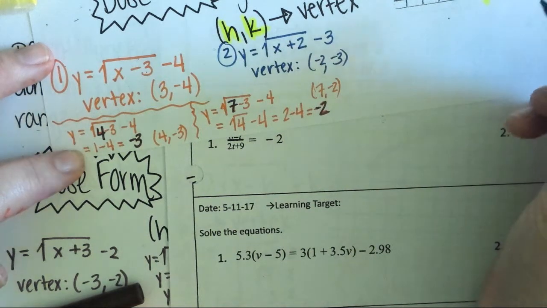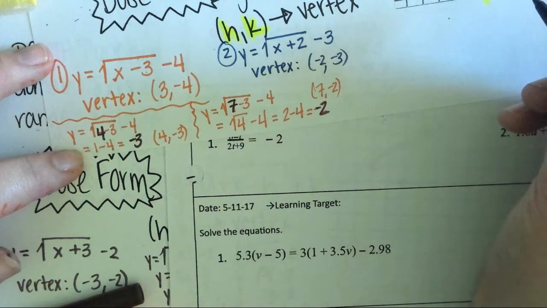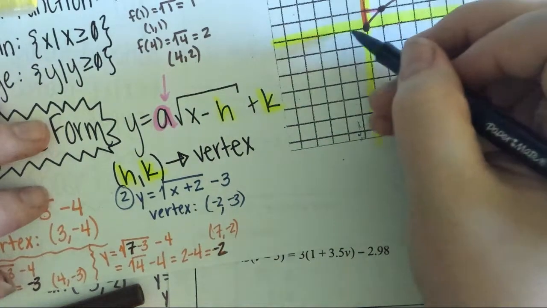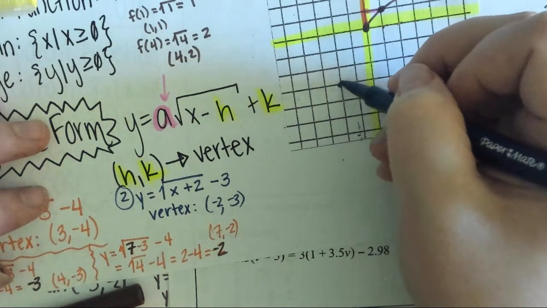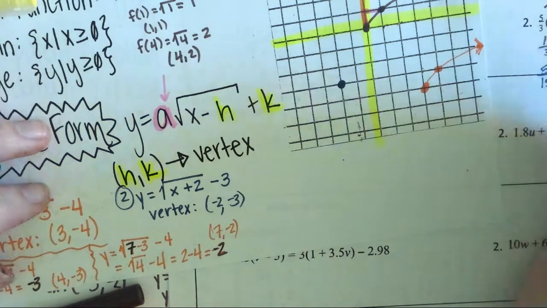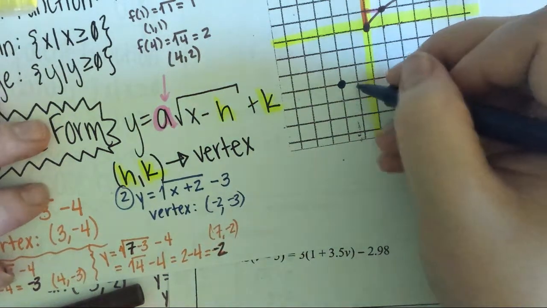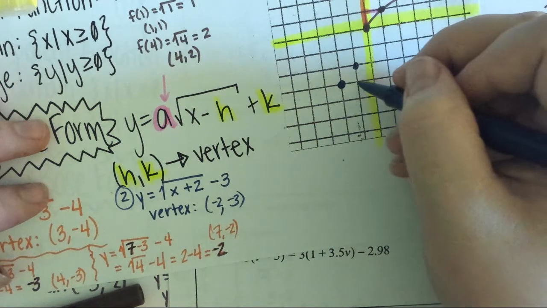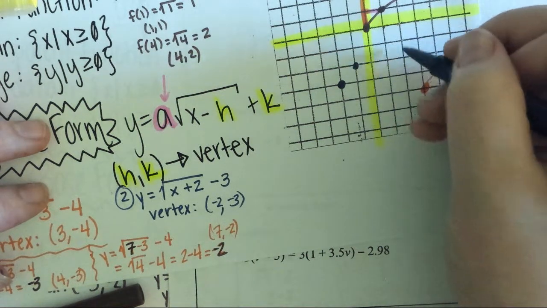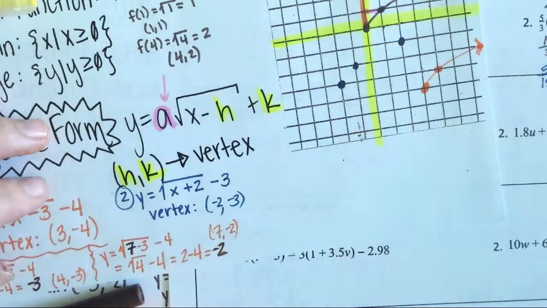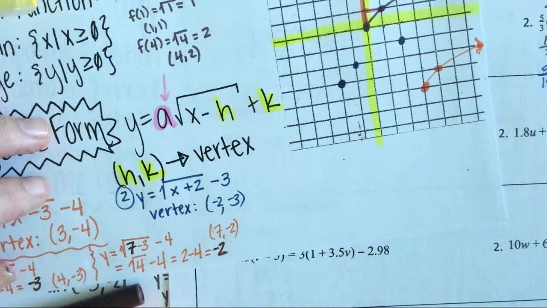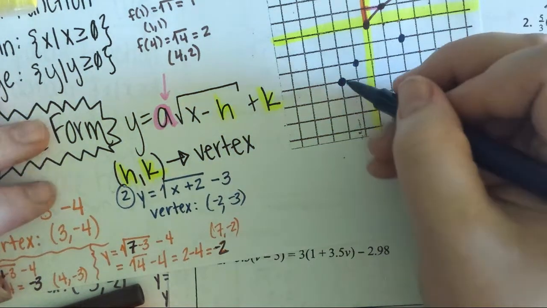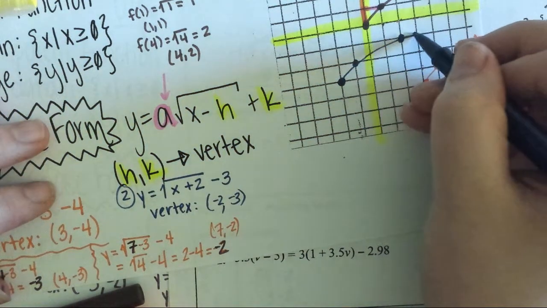Are there any questions on where we're getting that vertex from? Okay, so if I go to -2, -3, I put my point. I know the square root of 1 is 1. I know the square root of 4 is 2. So because my A is 1, I can graph it like that, and I've got my 3 points, and I'm done.